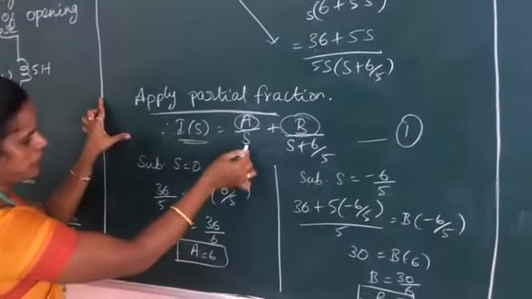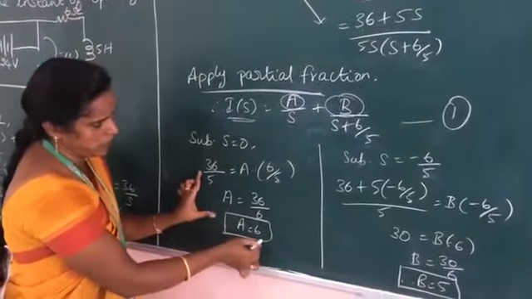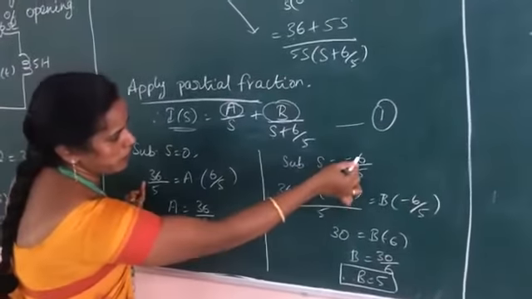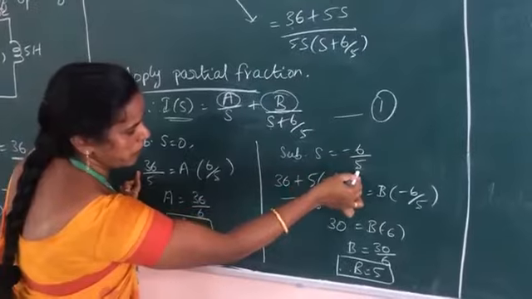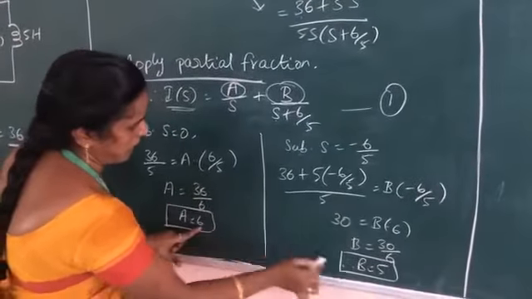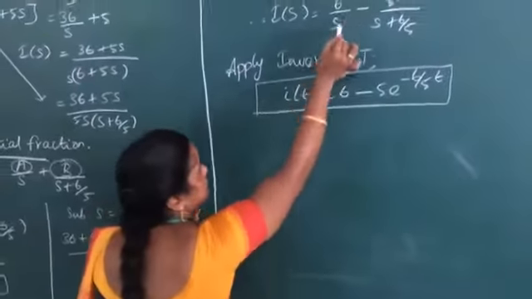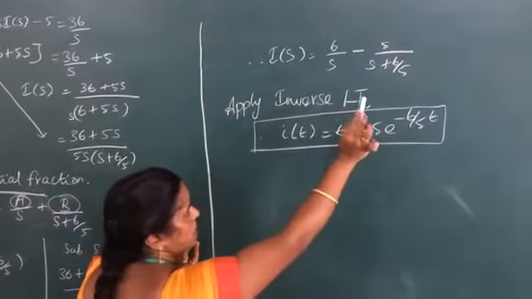So if you substitute s is equal to 0, we are going to get what is A. So what you got? A is equal to 6. If you substitute s is equal to minus 6 by 5, you are getting B as 5. We have to substitute the value for A and B in the first equation. So you can get I of s as 6 by s minus 5 divided by s plus 6 by 5.